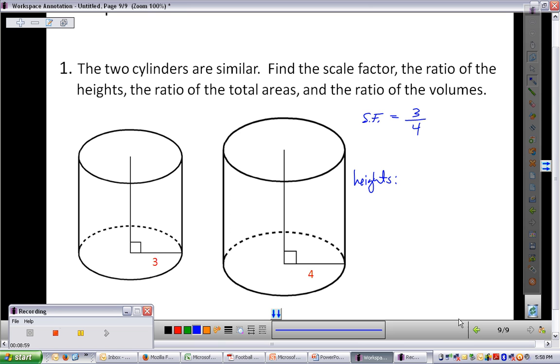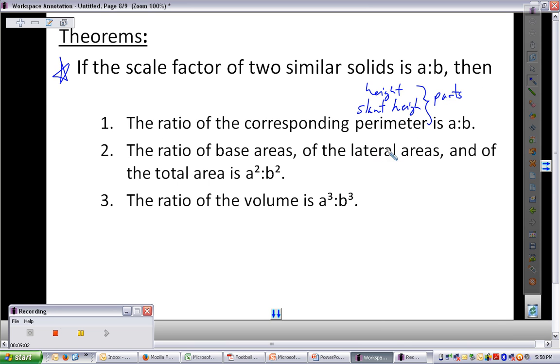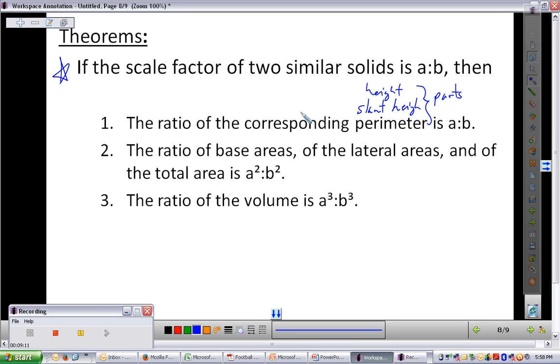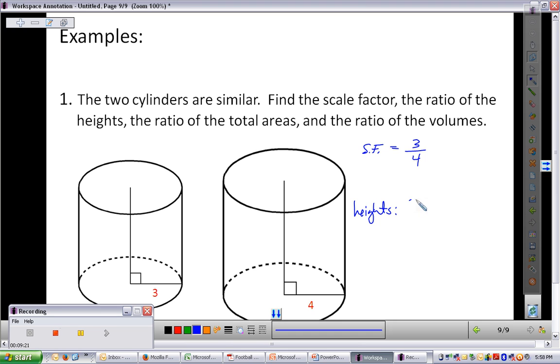There's my scale factor of 3/4. Let's compare it back here to find the ratio of the height, as this one's asking for. So we don't have the height here, but we know what the ratio is because, again, corresponding perimeter, if the scale factor is here, the perimeter, the slant height, the height, whatever else is a part, is going to be the same. So the ratio of my heights is also going to be 3/4.